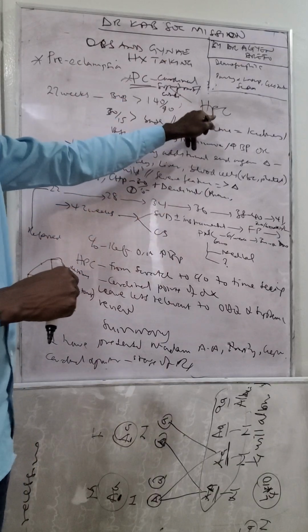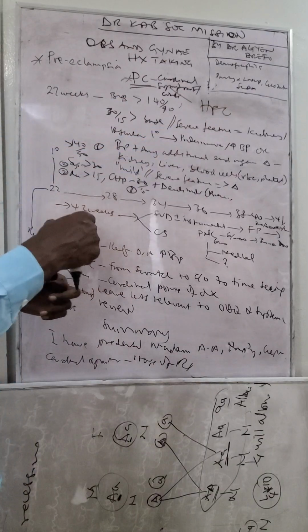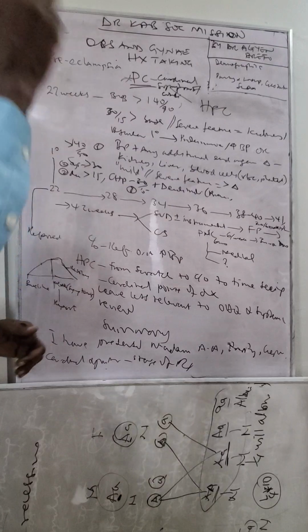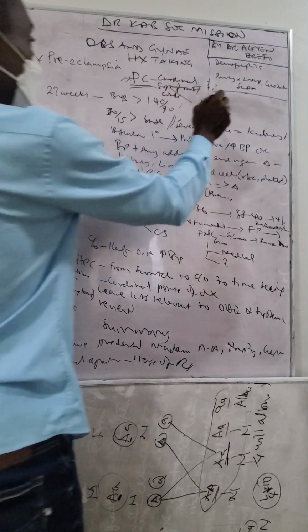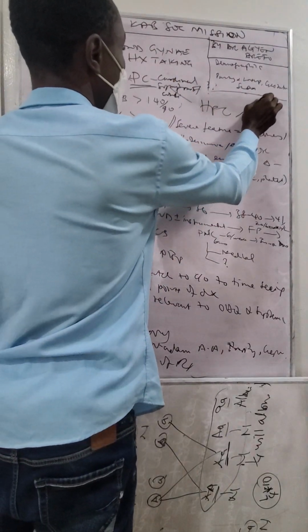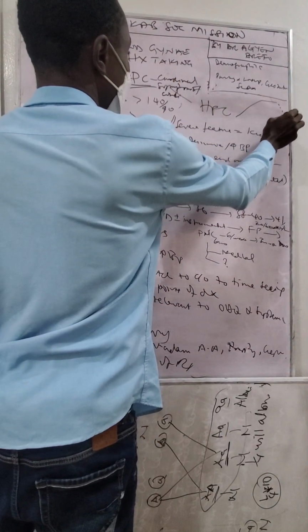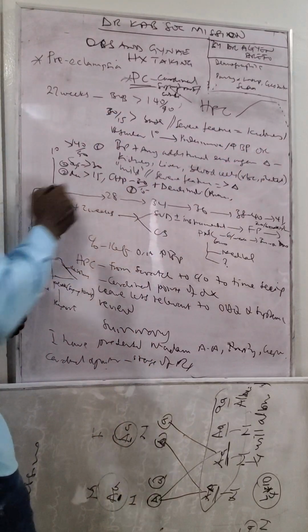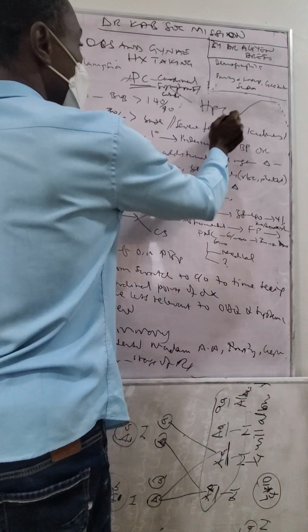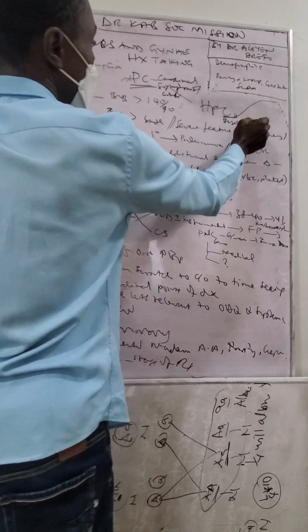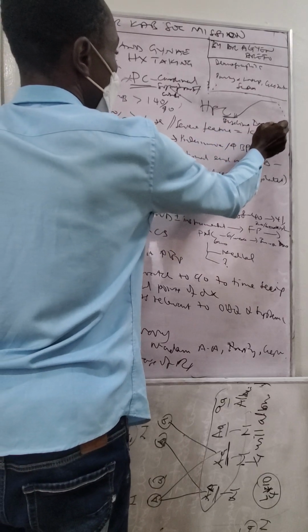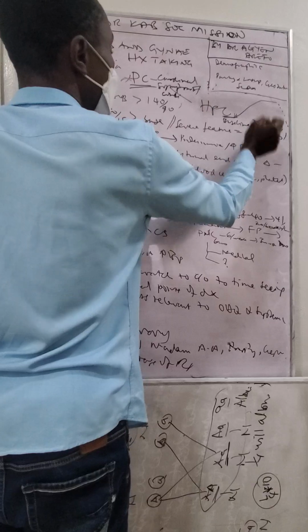Then you come to the history of presenting complaints. This is how it should go. I'm going to draw it here. Usually I always put it this way. You see that here the patient is at the base. In the baseline, maybe the person is diabetic, a sickle cell patient, or hypertensive.